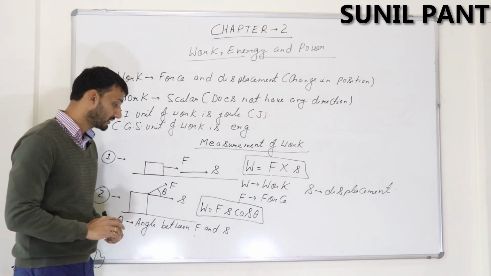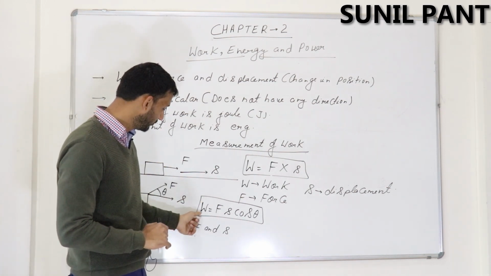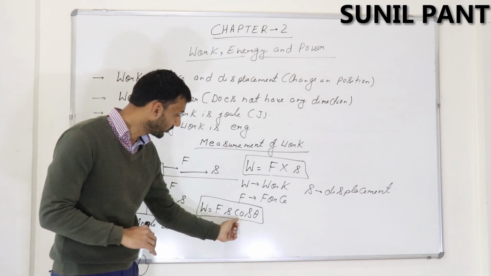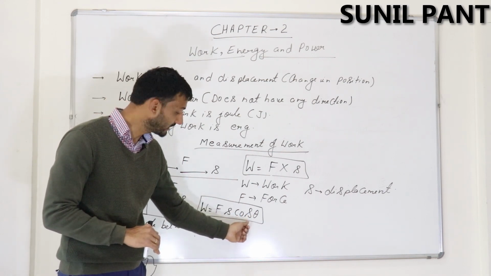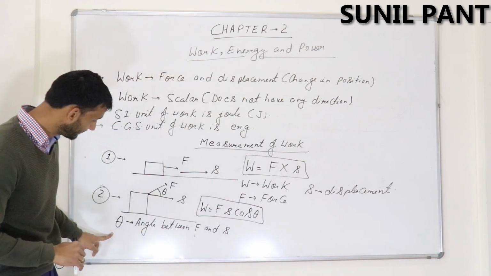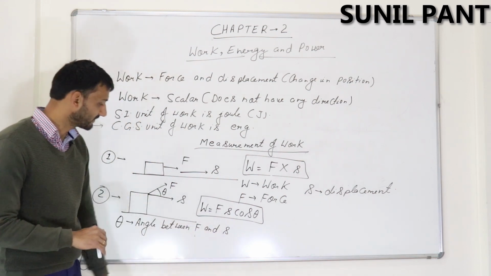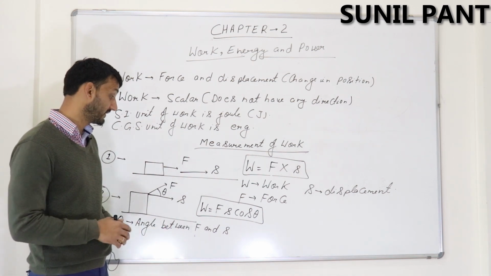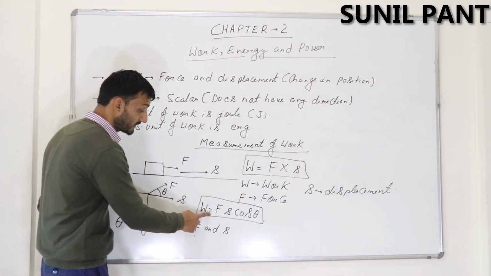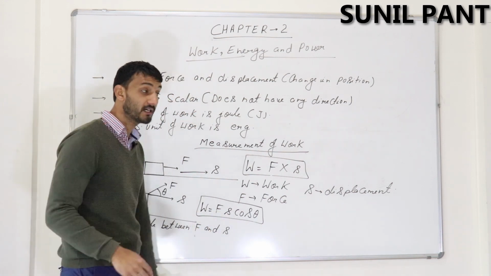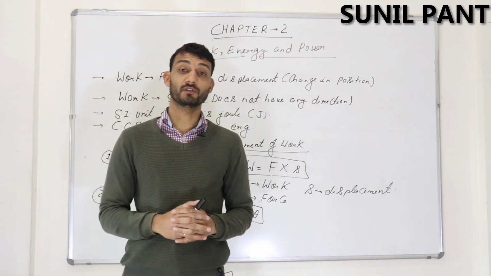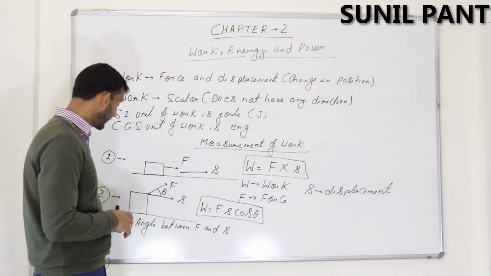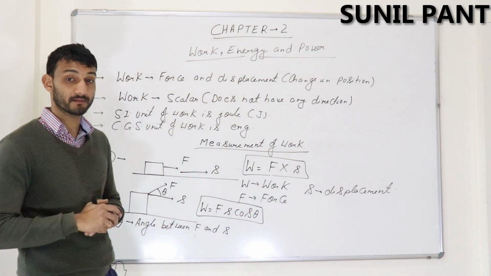In this case the work will be calculated using W = Fs cos θ. This cosine is a trigonometrical ratio and theta is the angle between force and displacement. So if you know the force, the displacement and theta, by applying this formula you can easily calculate work. So this is how work can be calculated for two different cases.